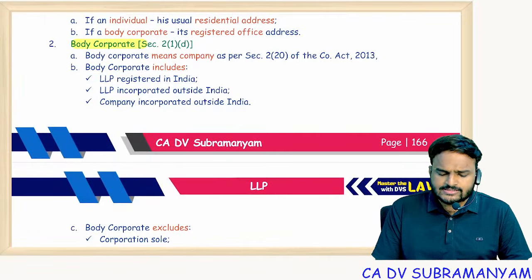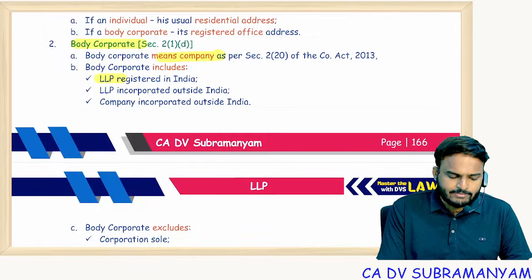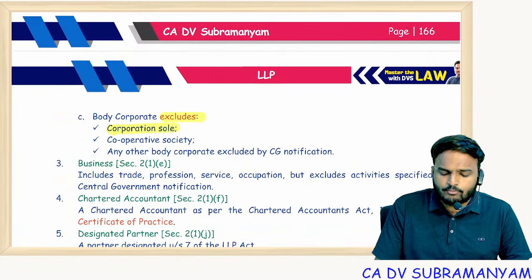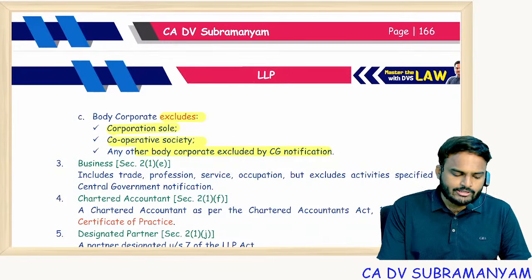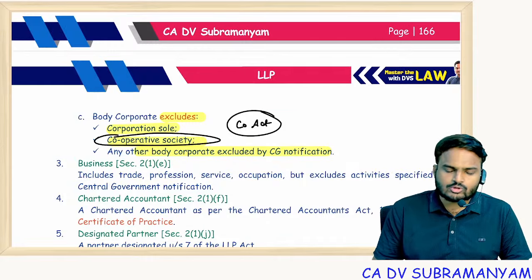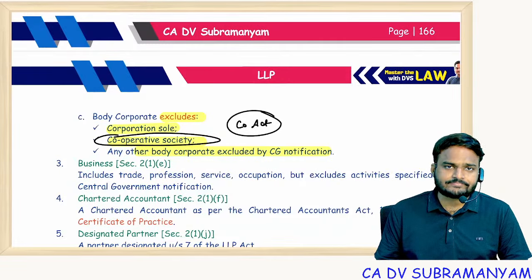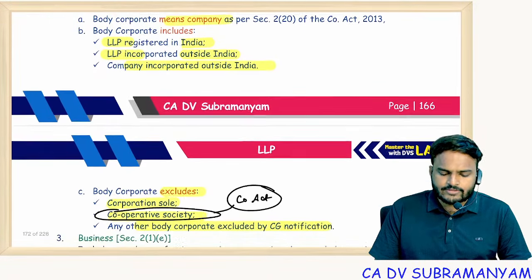Body corporate definition is important. Here body corporate means company and includes LLP registered in India, LLP incorporated outside India, company incorporated outside India. But body corporate excludes three points: corporation sole, cooperative society, any other body corporate excluded by CG notification. So if you see the body corporate definition as per the Companies Act, body corporate excludes cooperative society. But in the LLP Act, body corporate excludes corporation sole, cooperative society, and any other body corporate excluded by the notification. So remember this definition of body corporate.